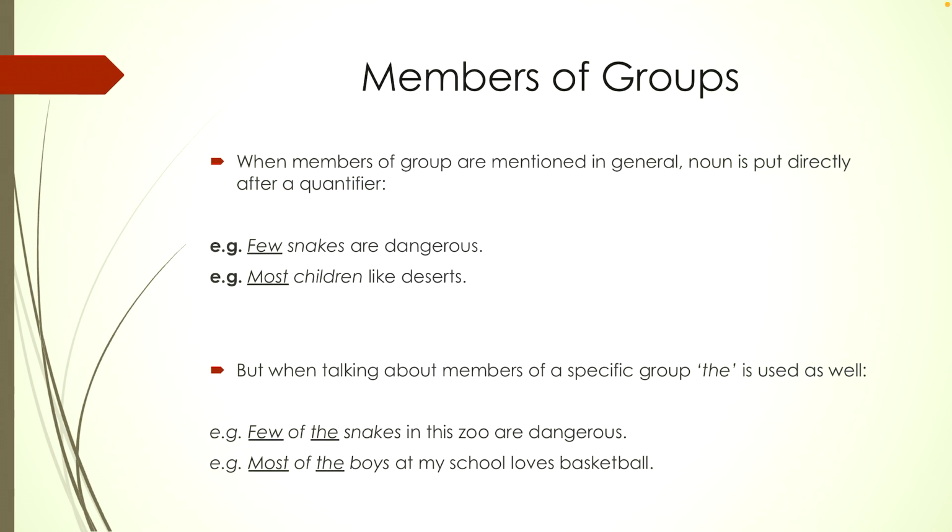Members of groups. We put a noun directly after a quantifier when we are talking about members of a group in general. Few snakes are dangerous, or most children like desserts. But if you are talking about members of a specific group, we use "of the" as well. Like, a few of the snakes in the zoo are dangerous, or most of the boys at my school love basketball.